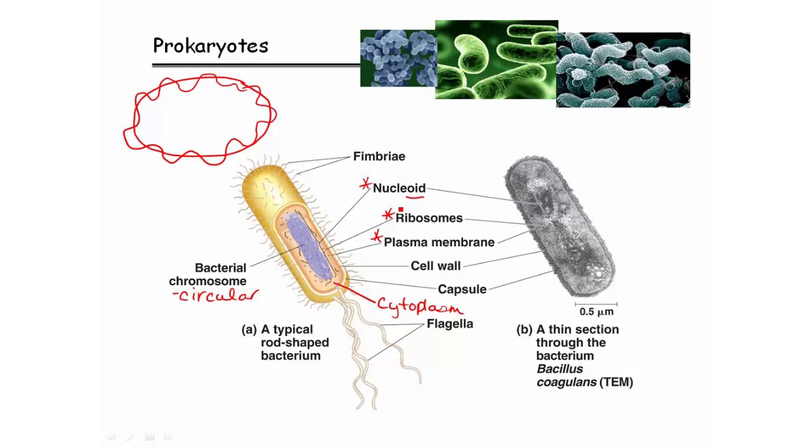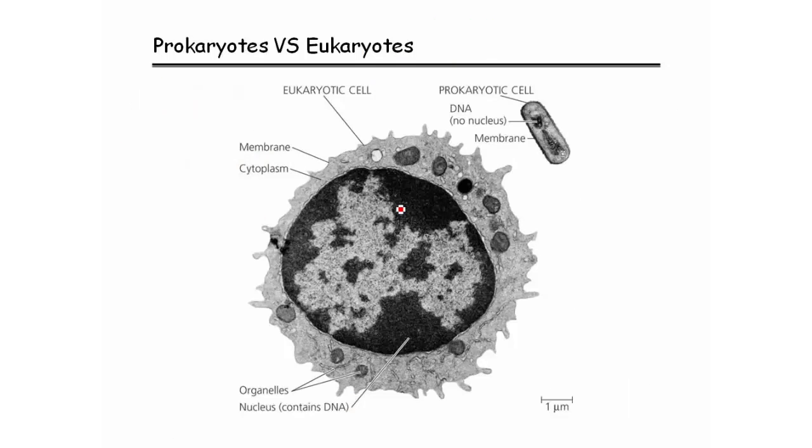There are some other features to this cell, but in general it is a very simple cell. It's very simple and it's going to be very small. If you go on to take microbiology, you'll talk a lot more about prokaryotic cells because many microbes are going to be prokaryotic cells. Now our focus is going to be primarily on the eukaryotic cells.